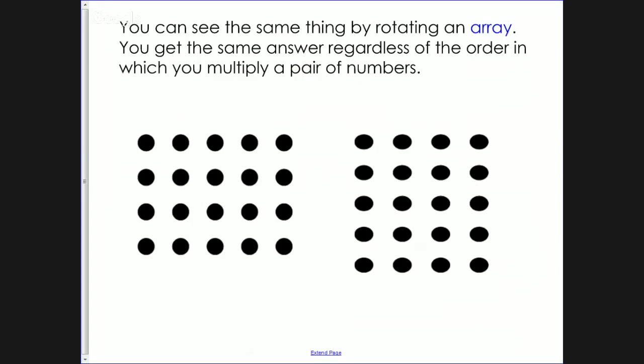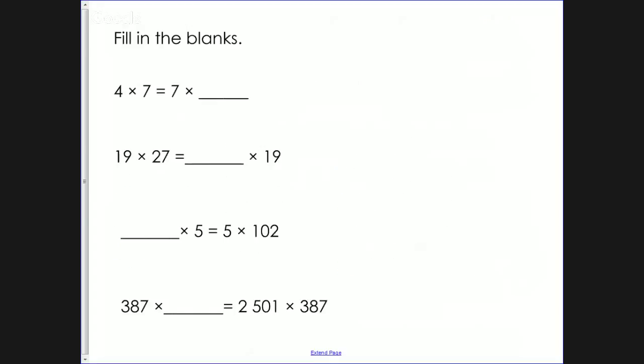You can see the same thing by rotating an array. You get the same answer regardless of the order in which you multiply a pair of numbers. So here we have one array with 4 rows. And here we have the same array only turned on its side, and this time it has 5 rows, but the number of dots in each row differ. Same answer though, because if you count up the dots, you get 4 times 5, and you get 5 times 4, you get the answer of 20 each time. And that's where we're going to stop today.